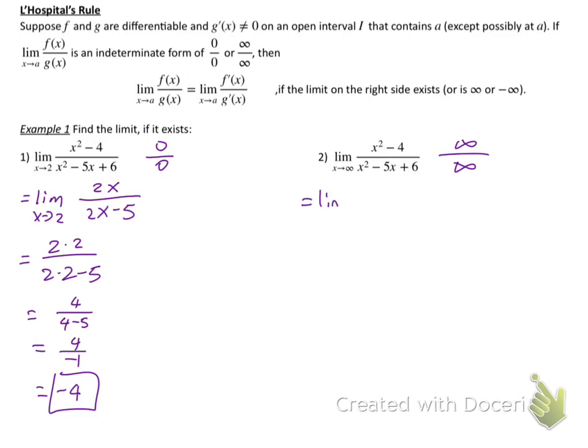Then I'm differentiating the top and the bottom. I end up with the same thing. But this time, when I plug in infinity, 2 times infinity is still infinity, and 2 times infinity minus 5 is still infinity. I'm still having the indeterminate form infinity over infinity. So I'll do one more round. This will be the limit as x approaches infinity of 2 over 2. Now, there's no x anymore. And of course, that's 1.